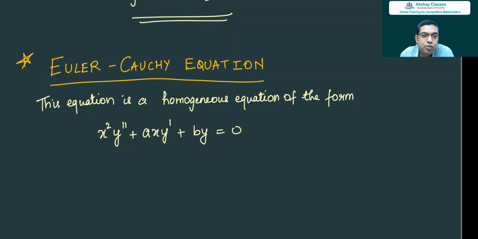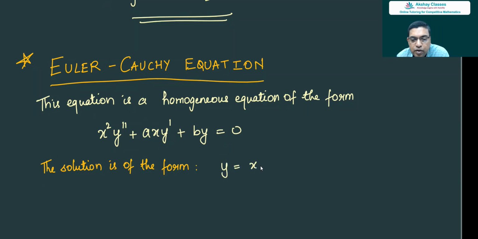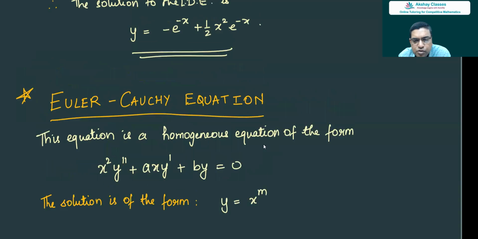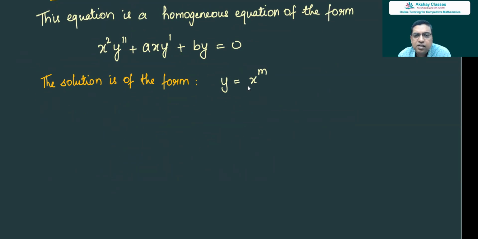So the solution for this, it's a standard one, is of the form y is equal to x power m. Now we can have coefficients, but even if you have coefficients, the coefficient comes out common, so it doesn't matter. Because it's a homogeneous equation, coefficient will not matter. So straight away, you can choose x power m.